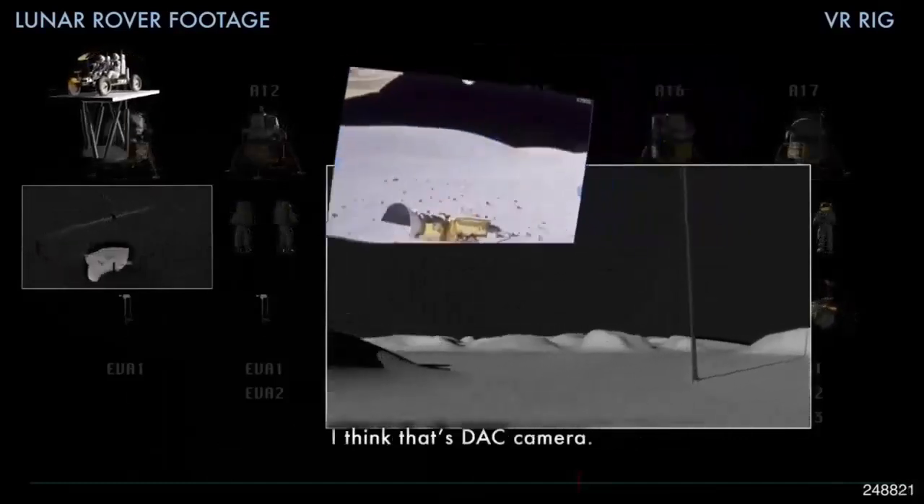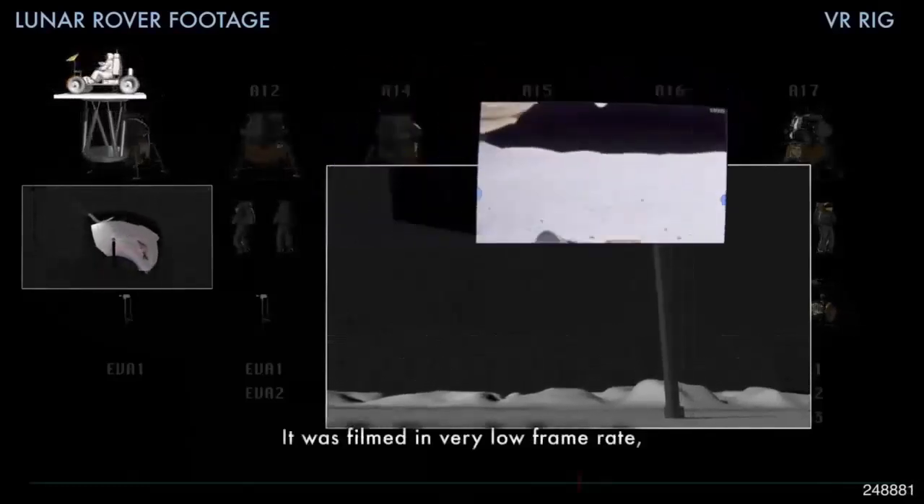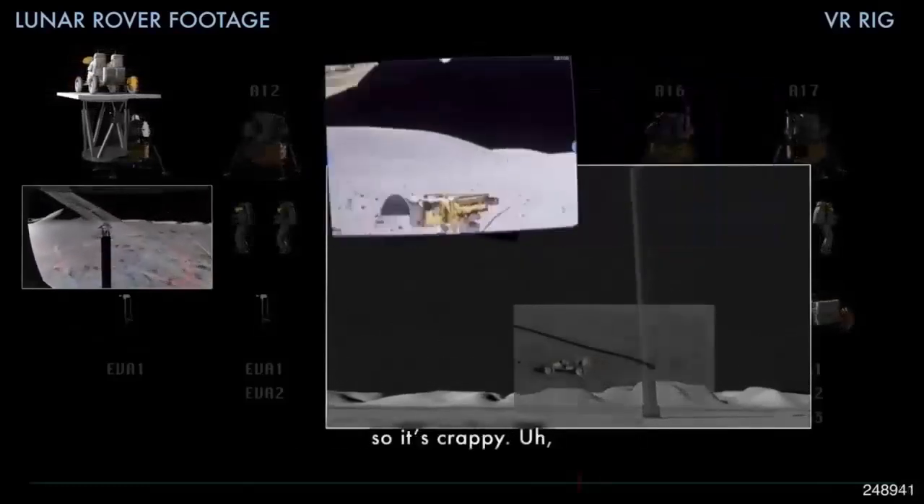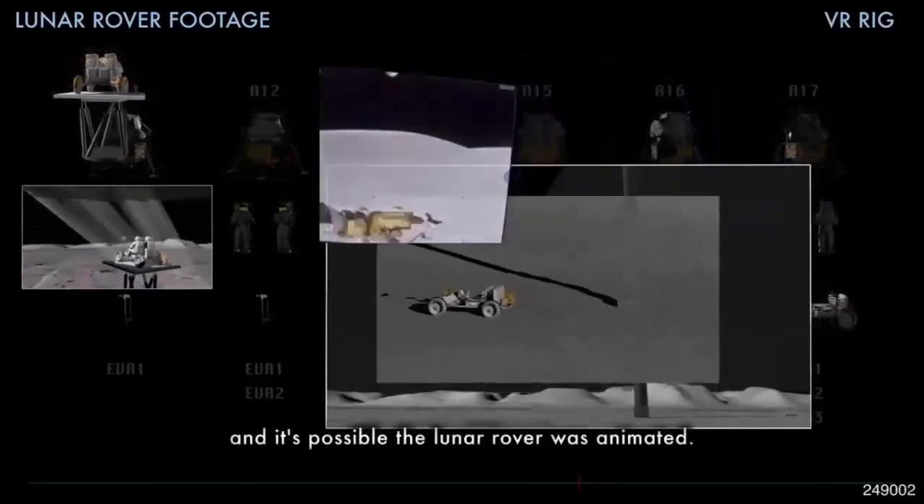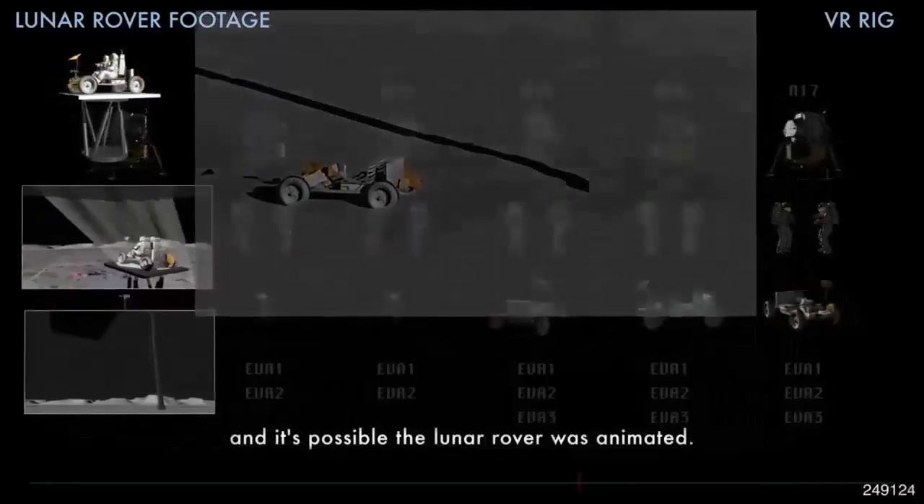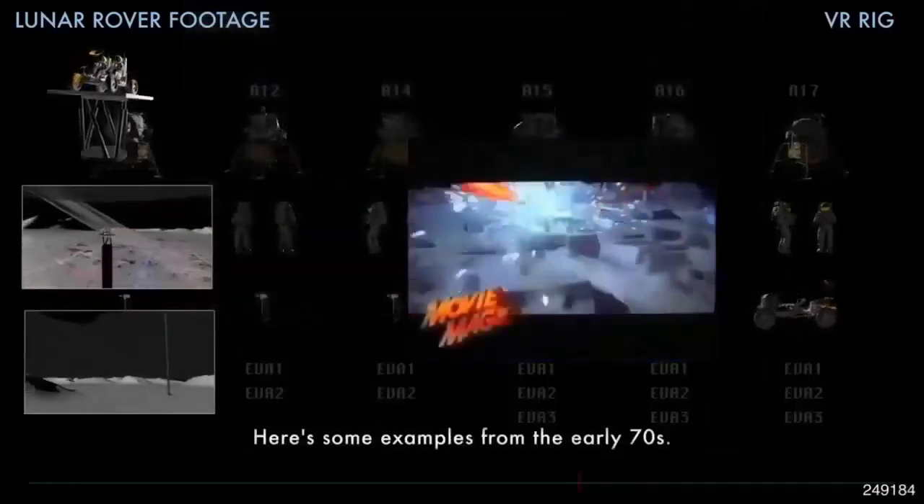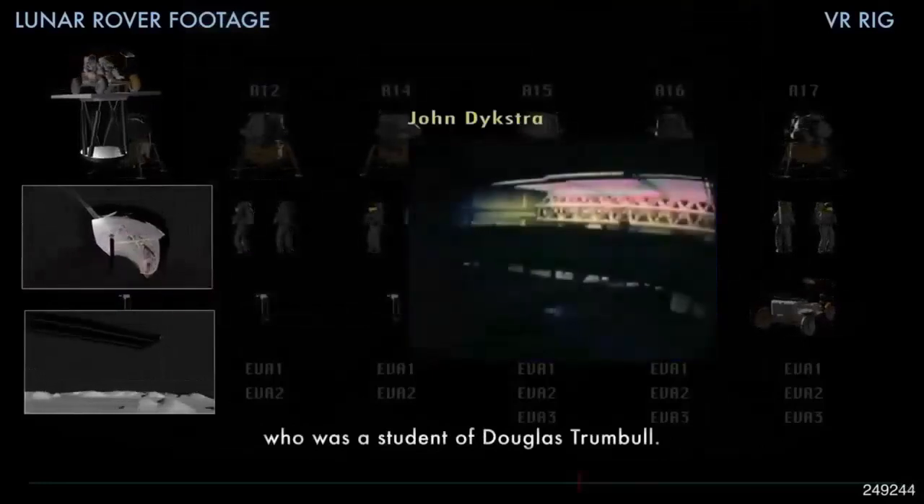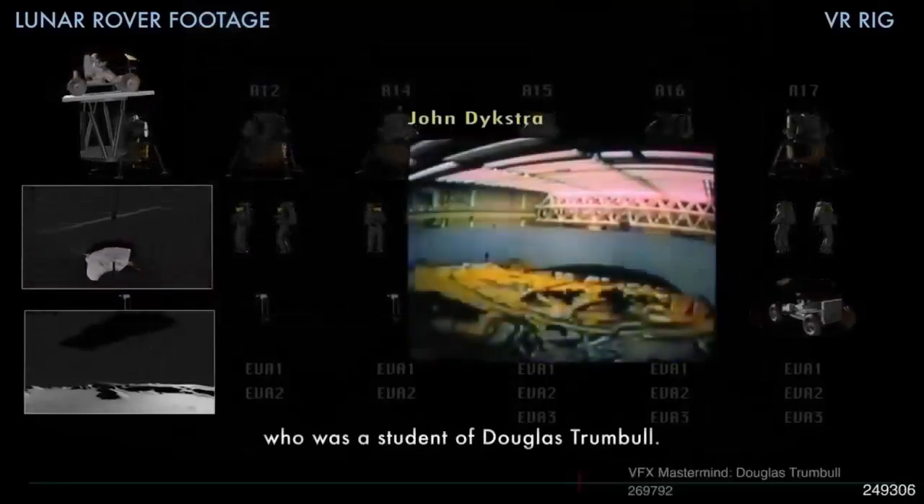And there, I think it was a DAC camera. It was filmed in very low frame, so it's crappy, and it's possible the lunar rover was animated. Here are some examples from the early 1970s. This is Don Dykstra, who was a student of Douglas Trumbull.